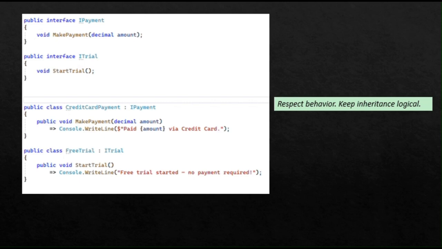So that's the LSP, or Liskov Substitution Principle. It's all about trusting your inheritance chain. If your subclass breaks the expectation of the base class, you are breaking this principle. Remember, subclasses should behave like their parent class. Don't force inheritance where it doesn't fit.